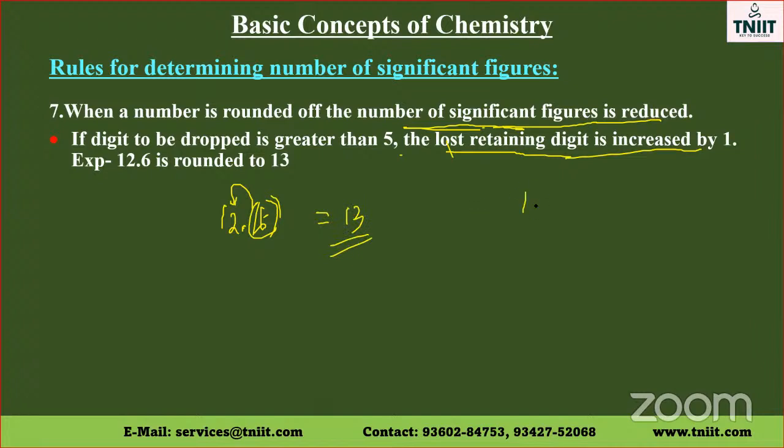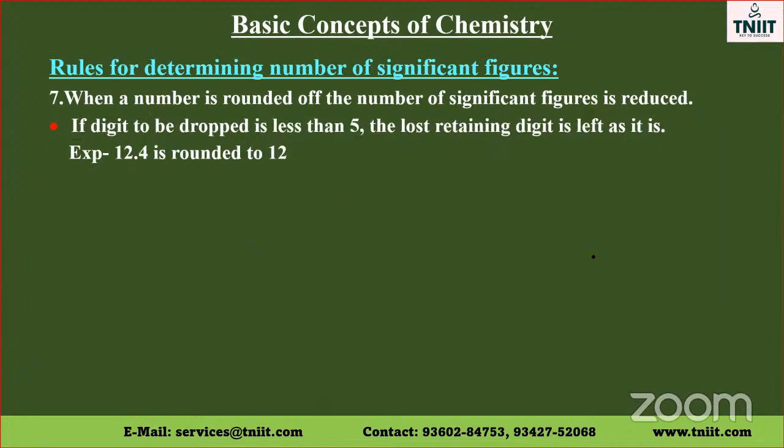Now, for an example, 12.467. Assume. Now, we have to express this answer in terms of 4 significant figures. If you have to express this answer in 4 significant figures, you can see this has to be dropped. And this is greater than 5. Since it is greater than 5, the last retaining digit is 6. To this, we have to add 1. So the answer will be 12.47. This is the rounding of the number of significant figures.